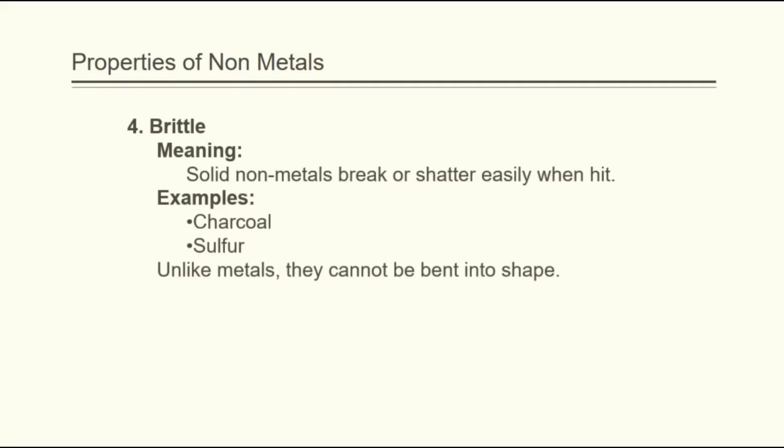Another property of non-metals is that they are brittle, which means that they can break or shatter easily when hit. So examples of such non-metals are charcoal and sulfur. Unlike metals, they cannot be bent into shape.